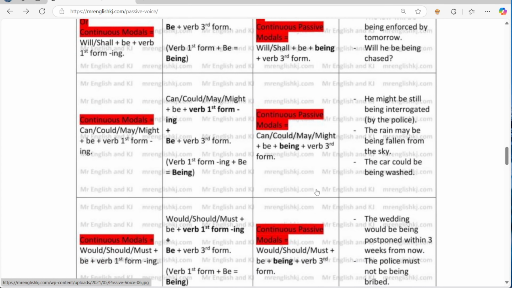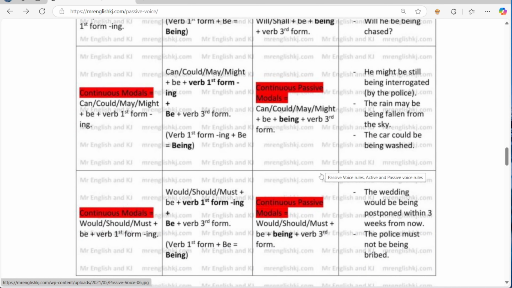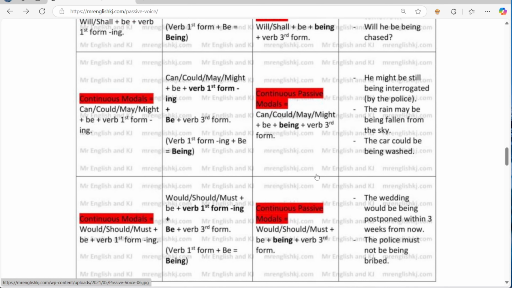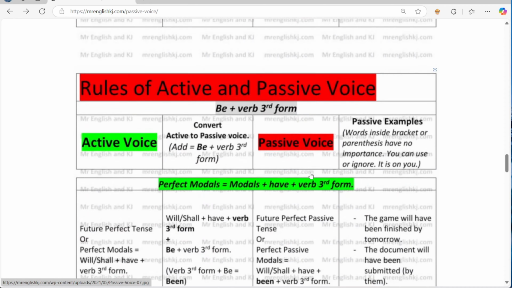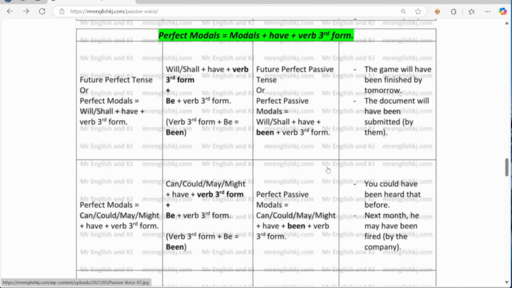Okay, the continuous modals or the perfect modals. Same thing here. We don't use that normally in real life. If you want to learn, of course, you can learn from the website. Okay, they don't come in real life. Okay, the future perfect modals is the same. As you notice, there is have plus verb third form.